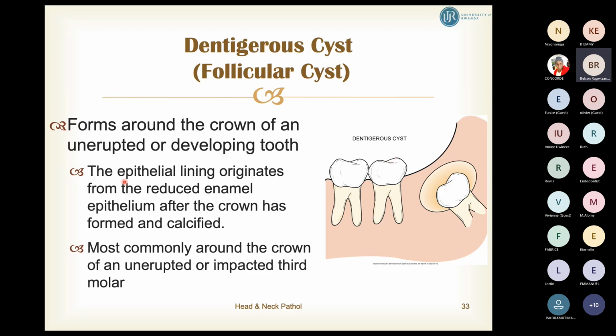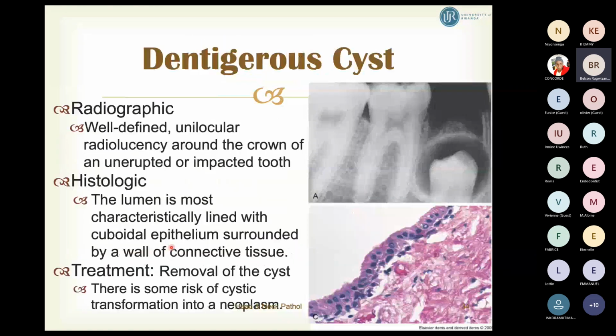So it forms around the crown of an erupted or developing tooth. So this is on X-ray. An erupted tooth is here, and you see that it is surrounded by a radiolucent area, which is not opaque, meaning that it's either filled with fluid or filled with air. On radiograph, you find it is well defined and unilocular, so it must be one locule. Radiolucency around the crown of an erupted tooth or impacted tooth.